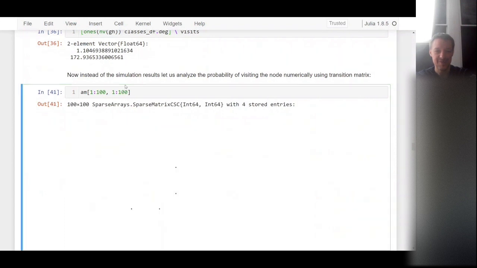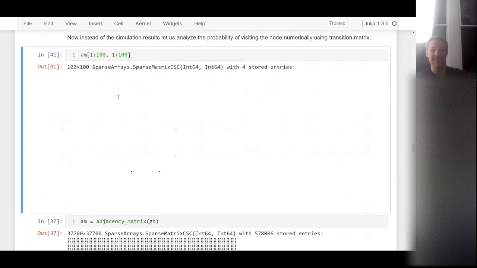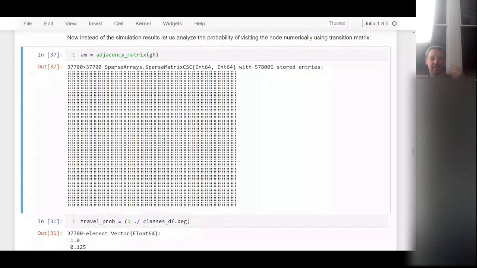Okay, so we can see that if we take 100 nodes, I have 4 dots. So 4 dots are the edges. If I have an edge from I to J, I have a dot here. And why are those dots symmetric? Because if I have an edge from I to J, I have an edge from J to I. So we now have an adjacency matrix, which means it has 0 if there is no edge between I and J, and 1 if there is an edge between them.